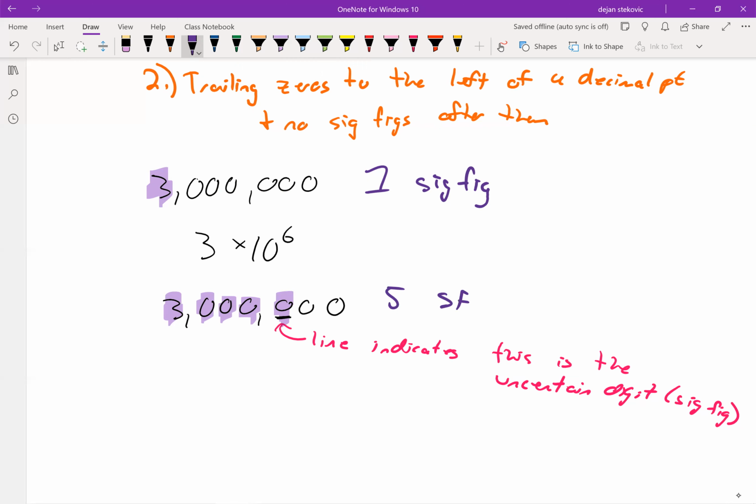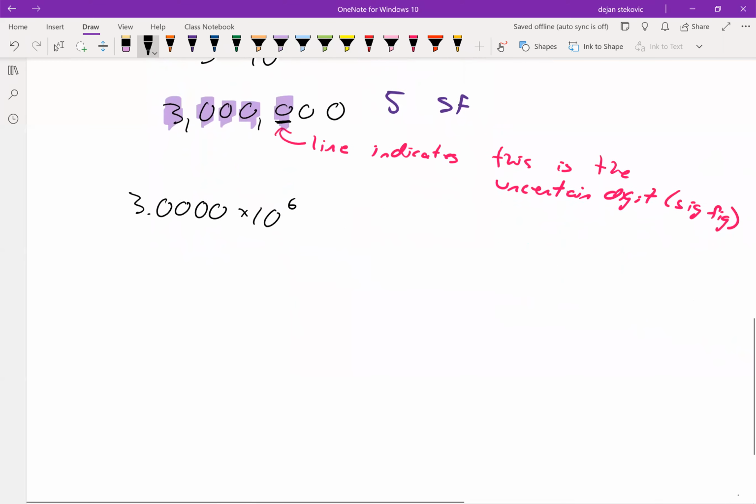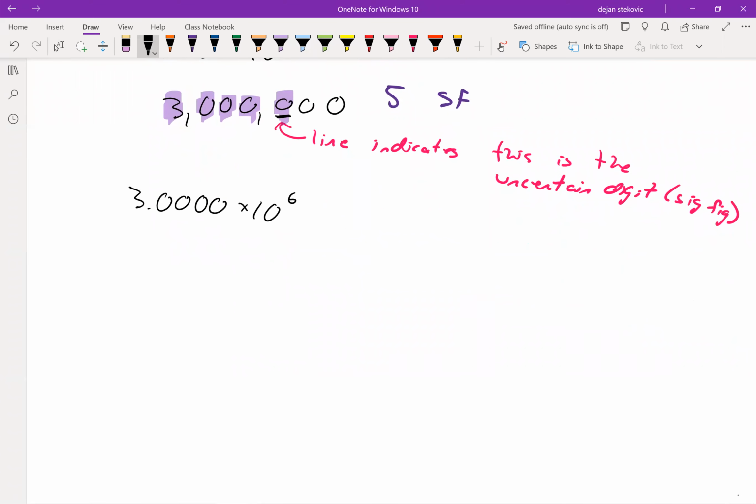And of course, your uncertain digit would be that underlined number. If we wanted to write that in scientific notation, we would have to identify that those are indeed significant. So you'd have to write 3.0000 times 10 to the 6, right? Those zeros, now they're to the right of the decimal point, they do become sig figs. If the zeros are to the right of the decimal point, then they are significant.